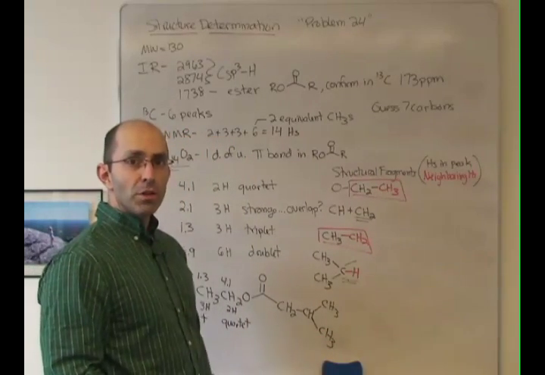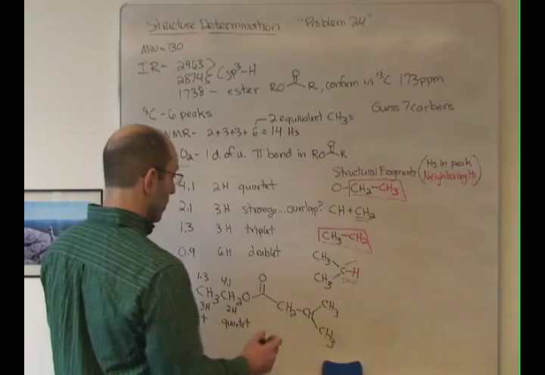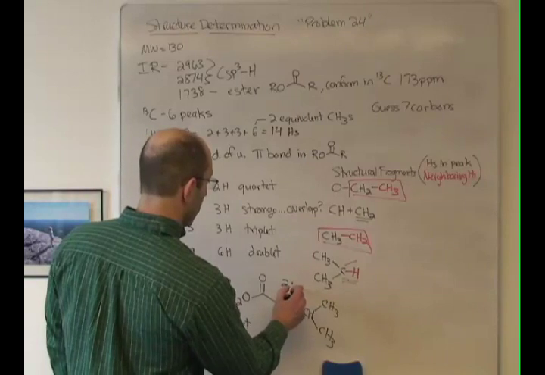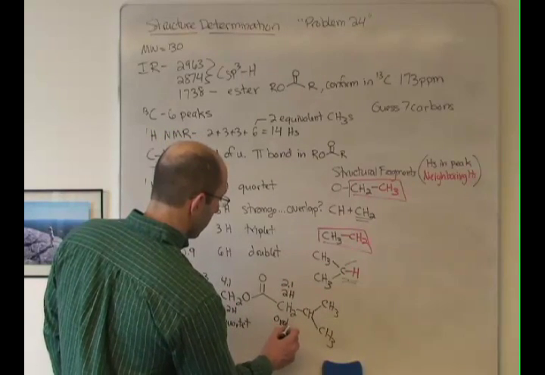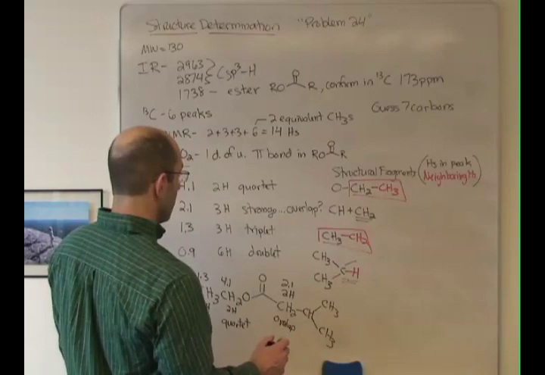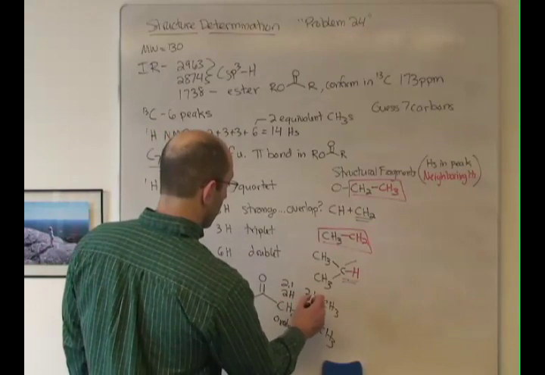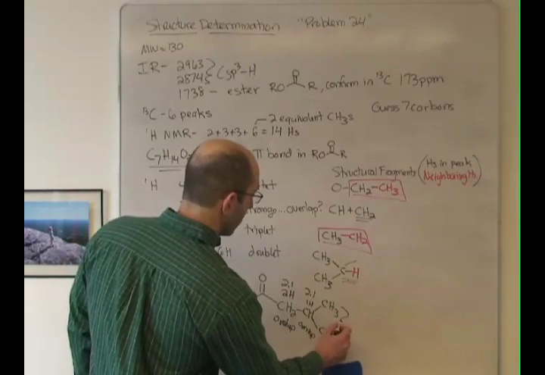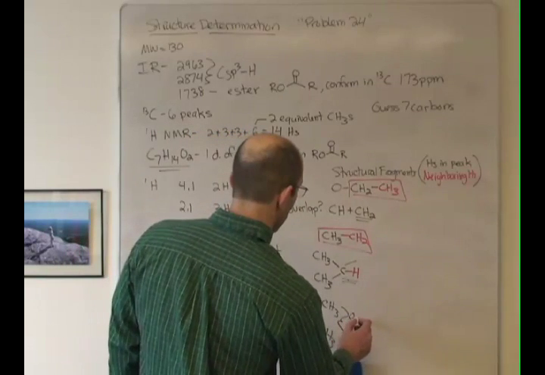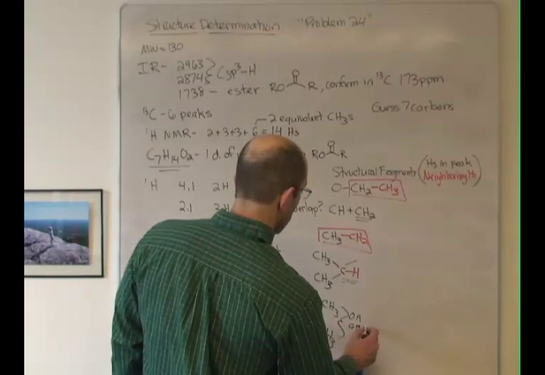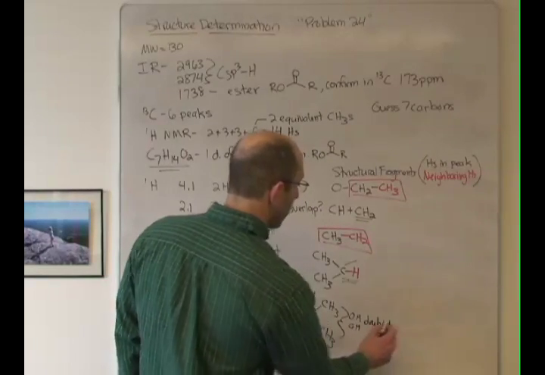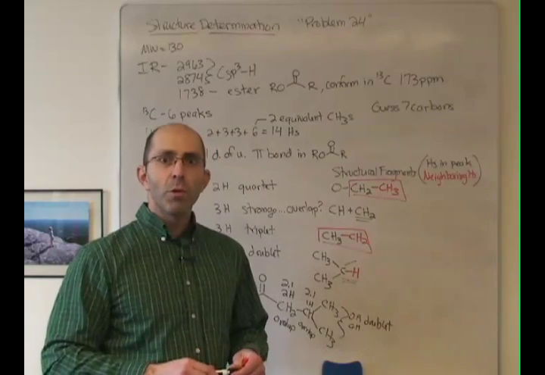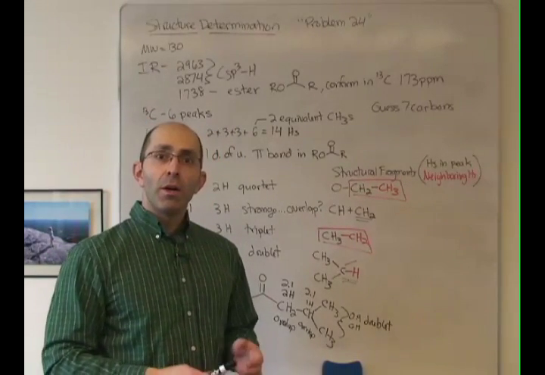Okay? And again, just to double check this, the CH2 is going to be, we're just going to say, 2H at 2.1, and again, it's overlapping. And then the CH is the 2.1, 1H, and again, it's also part of that overlapping peak. And then the 2 methyls are at 0.9, the 6H doublet.